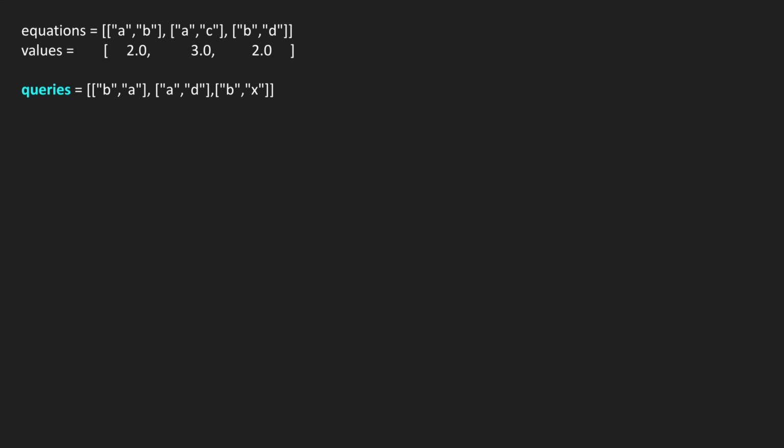of these queries. So for example, let's say that we need to convert b to a, we need to convert a to d, and we need to convert b to x. So what are the values of those conversions?